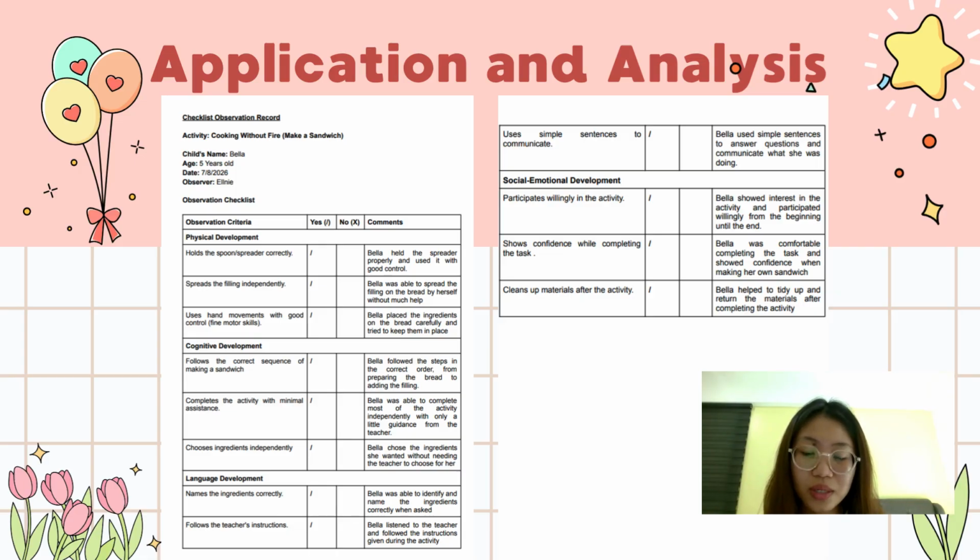So, overall, based on our checklist observation, Bella was able to demonstrate all the skills that we observed across the four development areas. So, the checklist helped us record her abilities clearly and see how she developed through a simple hands-on activity.